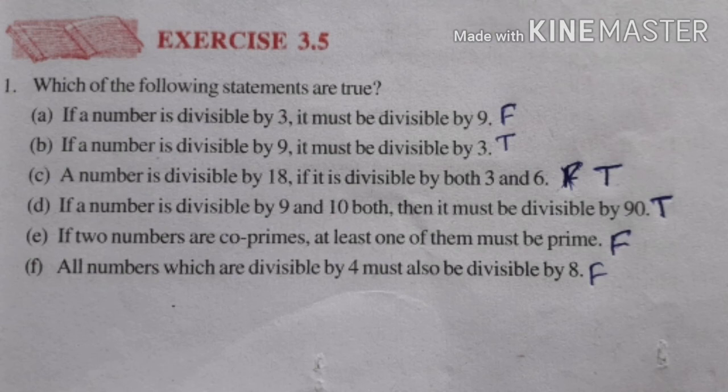Fifth one: if two numbers are coprime, then at least one of them must be prime. False, because 8 and 9 are two coprime numbers, but neither is a prime number. The next one: all the numbers which are divisible by 4 must be divisible by 8. The statement is false because 4 itself is divisible by 4, but 4 is not divisible by 8. That's why it is false.